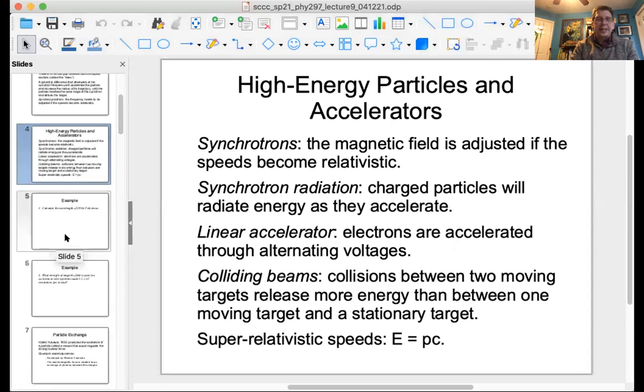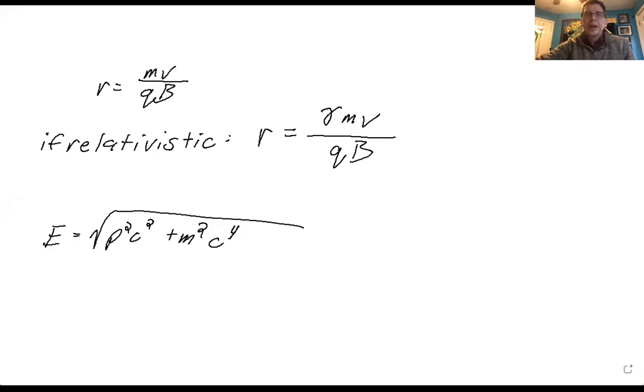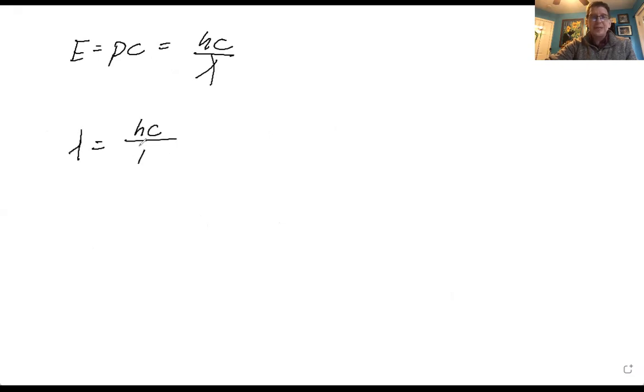Okay, so let's move on to an example. Calculate the wavelength of 28 giga electron volt electrons. So I will leave it to you to figure out that this is definitely relativistic. I mean, if you wanted to solve for 1/2 mv squared, you would get a number quite a bit above the speed of light. So we're definitely talking about relativistic speeds. So you can write the wavelength as being equal to, so we have the energy is equal to P times C, and we can write that as hc over lambda. So it's just like a photon when you're going at those kinds of speeds. So lambda is equal to hc over E.